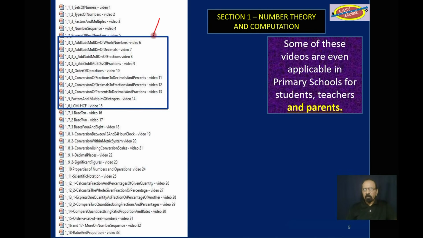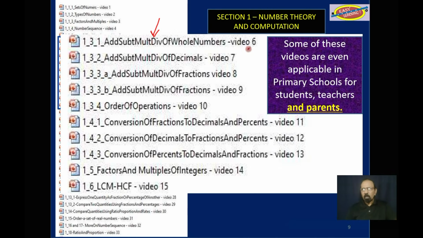For example, if you consider this blue box here, let me expand it. Video 6, remember we are still in section 1 of the syllabus, talks about addition, subtraction, multiplication, and division of whole numbers. That is work done in grade 3 in primary school. Video 7 deals with addition, subtraction, multiplication, and division of decimals, work done in grade 4.